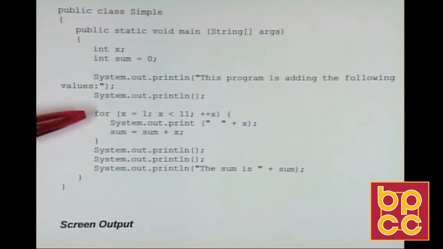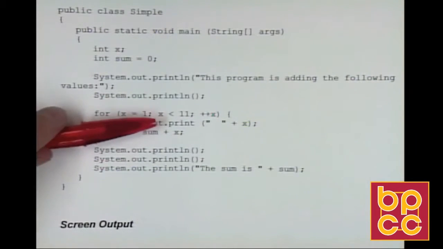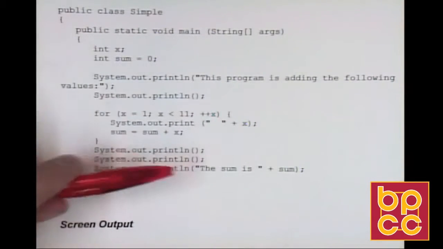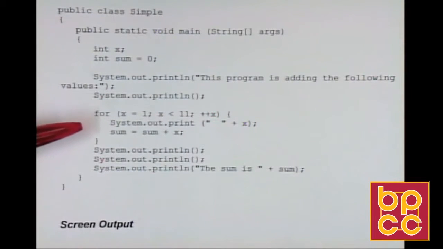Now my for loop, I'm going to loop where x is equal to 1 and then go through x less than 11, plus x. And then I'm going to display the value and then I'm going to add it to my variable here called sum.